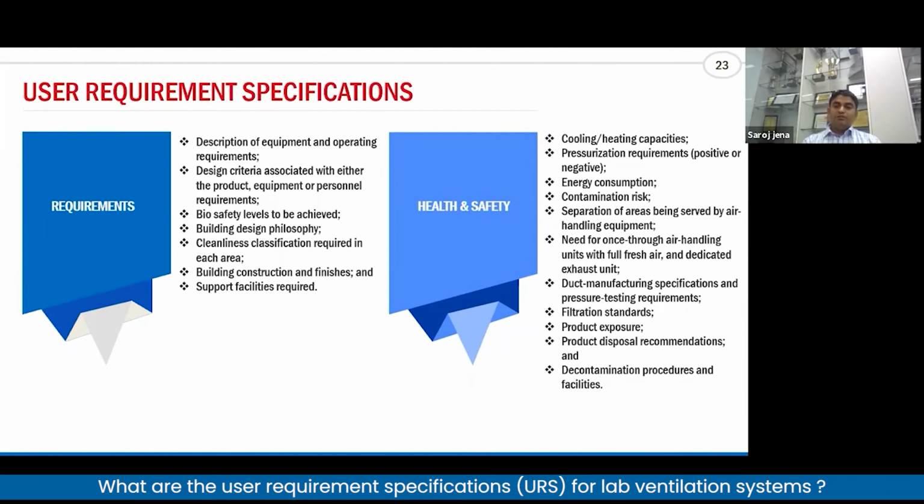And the filter standard, product exposure, product disposal, and decontamination procedure and facility. These are all the safety and requirement points you should consider whenever you are asking for a lab ventilation system.